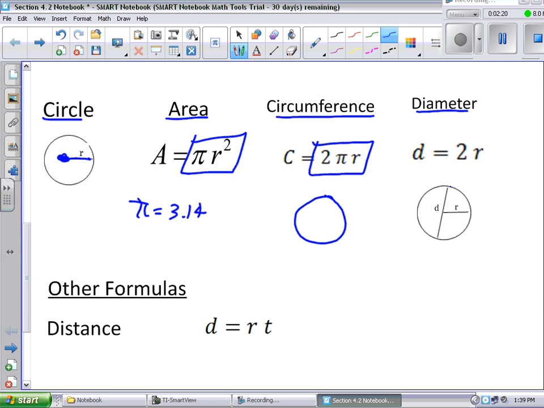Diameter is the line segment that goes through the center of the circle. The diameter is the whole distance. The radius is half the distance. So we define the diameter as twice the radius.